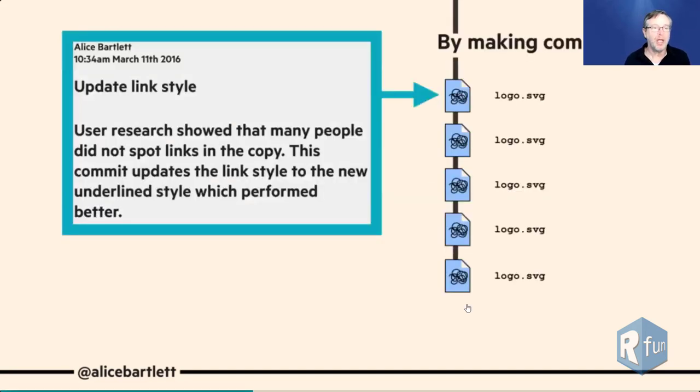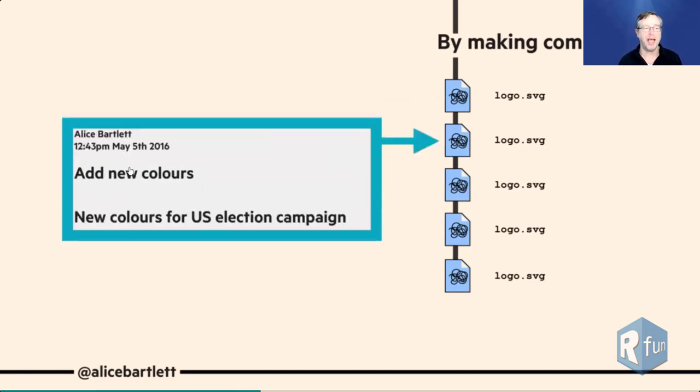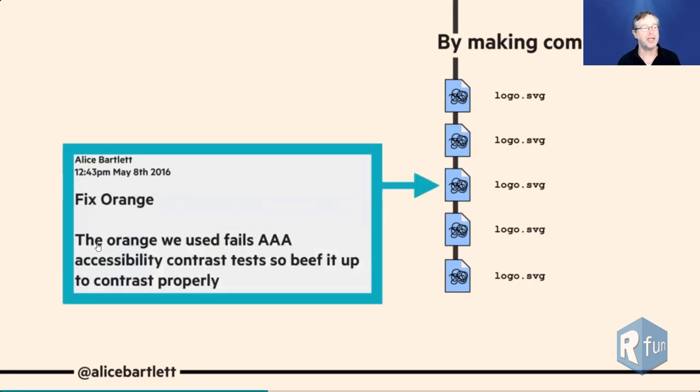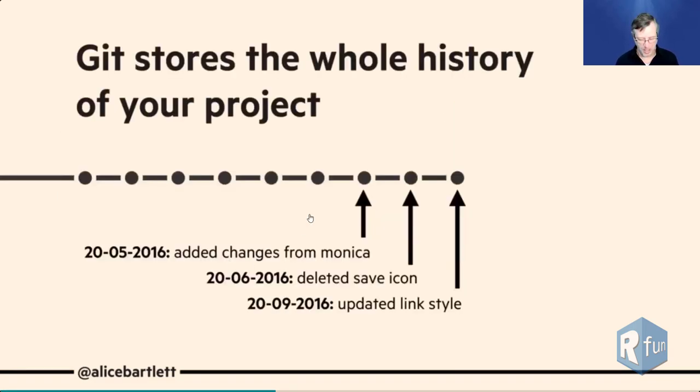So then commit messages look a little bit like this, right? Rather than changing the file name, you have commit messages that say Alice Bartlett at 10:30 made this change to logo. And then she added new colors for a US election campaign. And then she fixed the orange color, et cetera. So in this view of a linear history of how your project has changed, moving from the oldest on the left to the most recent change on the right, up to the current state of your repository, each one of these circles represents a commit. And you can see that it has the date information, and the who information. This is a stylized representation of what's changing. And you can see that there's a little bit of commit message information.